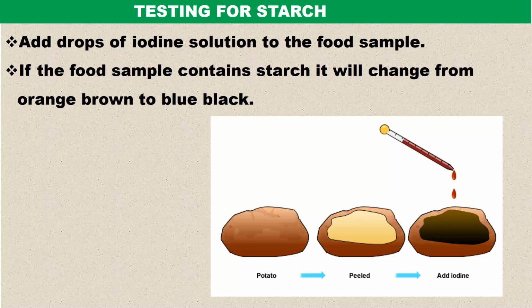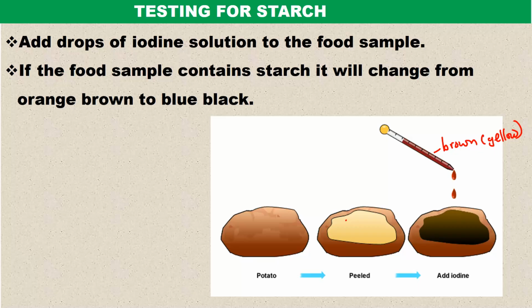Now, what do you do to test for starch? In this case, what is used as an example is the potato. The potato contains starch. Now, you slice the potato or peel the potato, then add iodine solution. Iodine solution is brown in color, or sometimes they will use yellow. So brown in color. Now, what happens when you add it on the potato that contains starch? That is what we are going to look at.